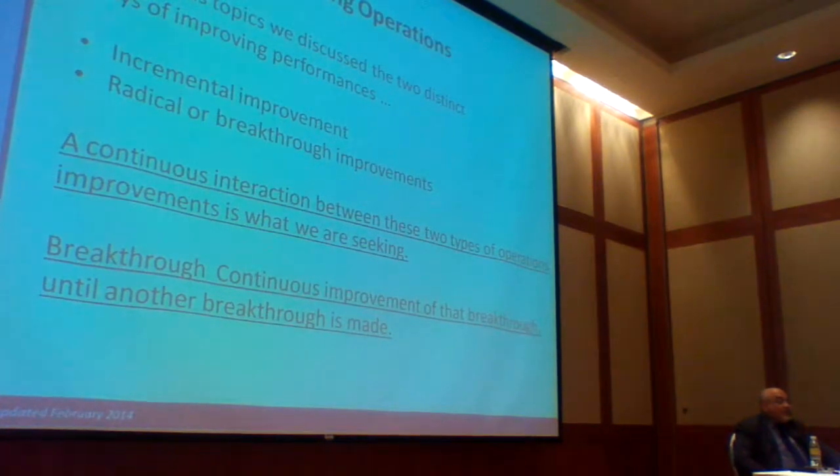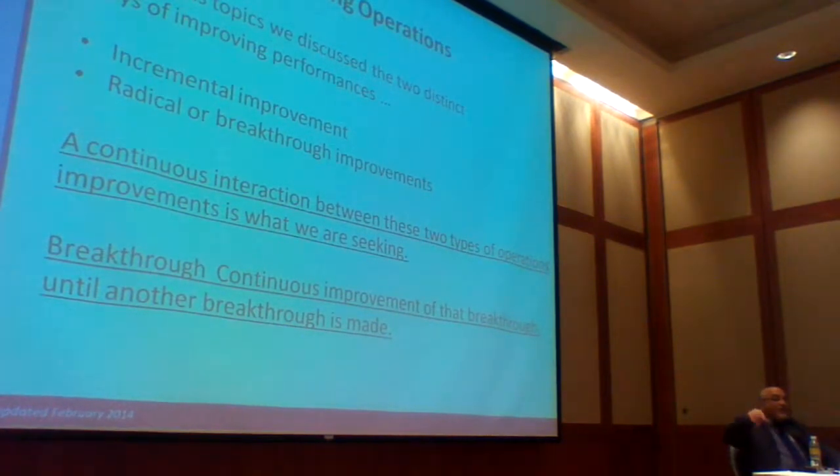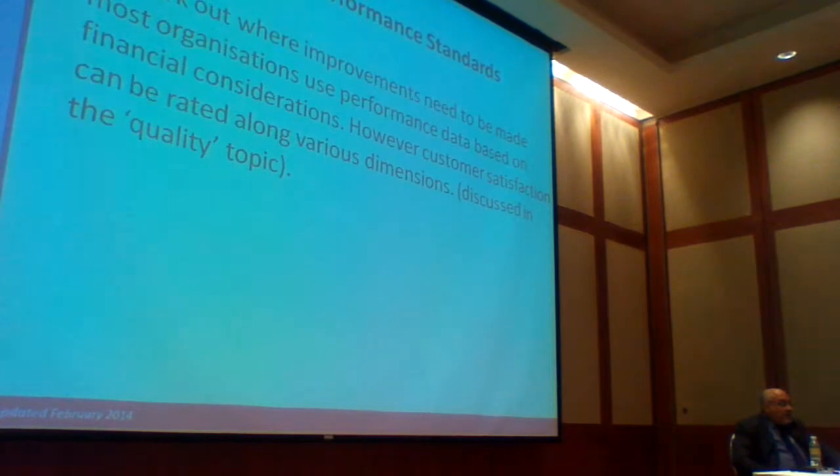Improving operations can come through incremental improvement or radical breakthrough improvement. It is wise to have cyclic changes between incremental and radical. So sometimes you have a radical change by implementing a system, then certain incremental changes by improving business processes or by training people, and then you go through another radical change. And this is the way it should go.